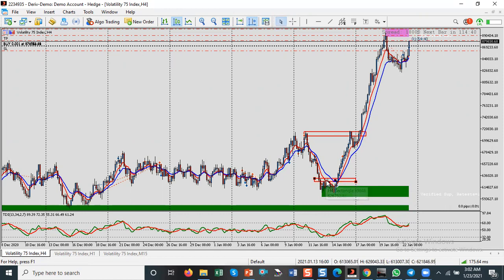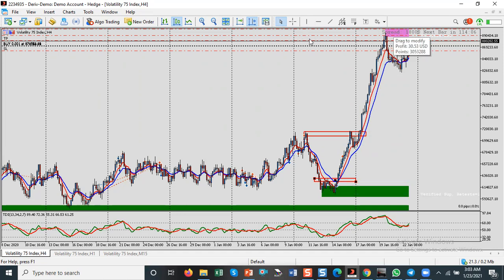I will take my entry if, number one, when the zone is retested, either the 7 exponential moving average or the 13 exponential moving average enters into the zone. If it enters into the zone, I will wait for price to come out and close above the 2 moving averages. Then I will know that this market will move very far.